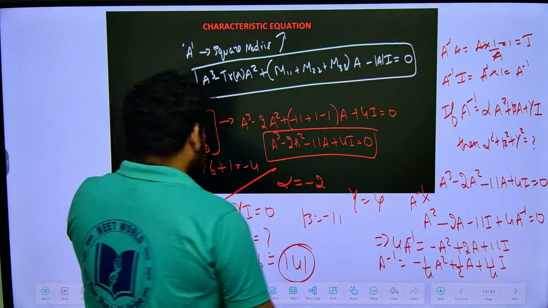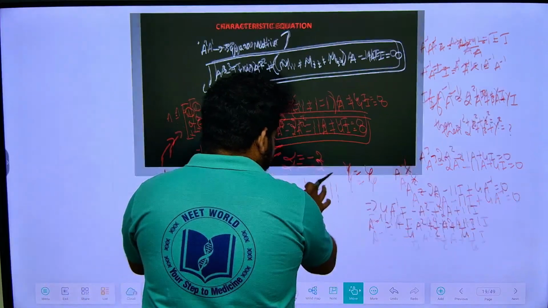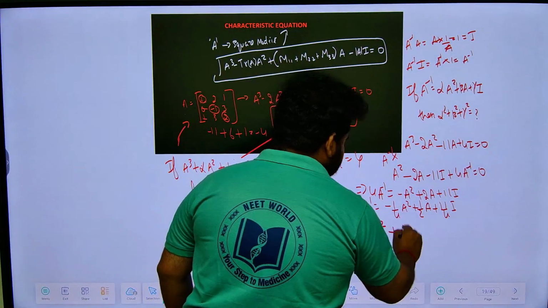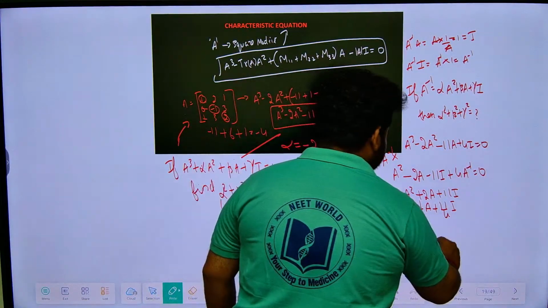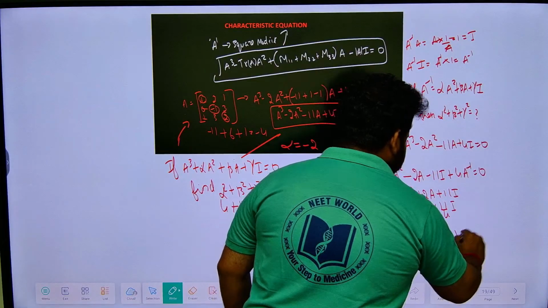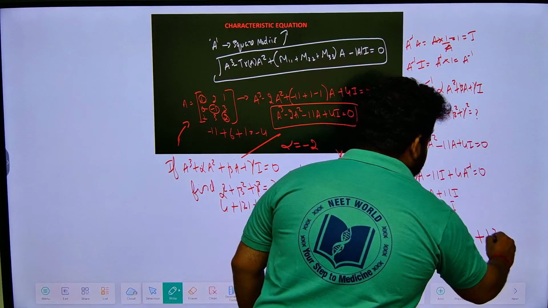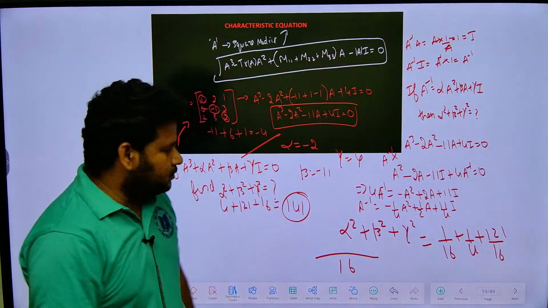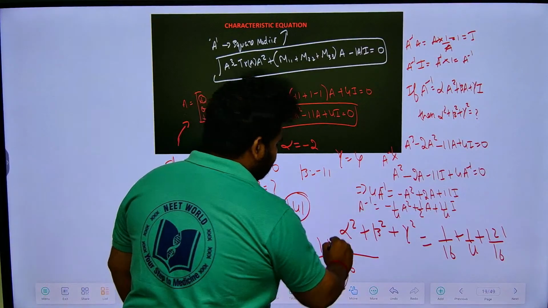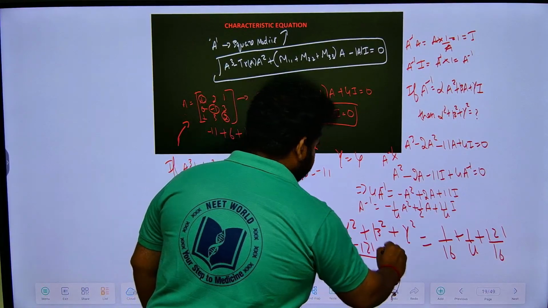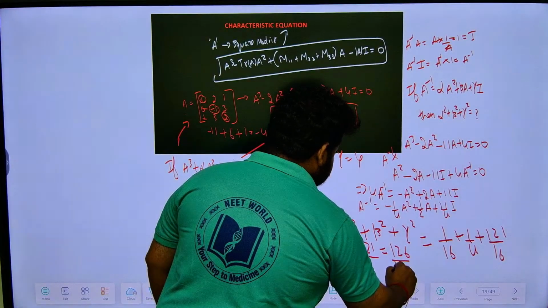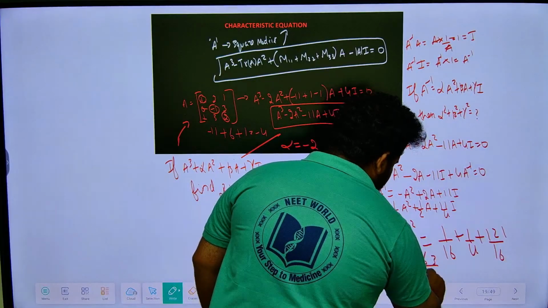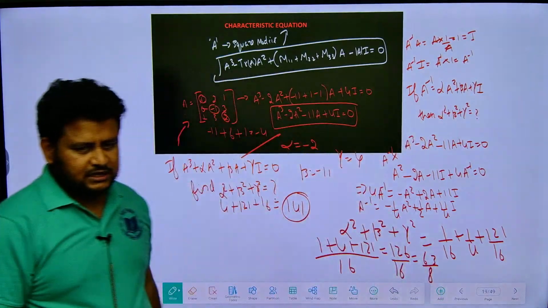So alpha square plus beta square plus gamma square, what should we do? Alpha square is minus 1 by 4 whole square, that is 1 by 16, plus 1 by 4, plus 121 by 16. The LCM will be 16, so 1 plus 4 plus 121 is 126 by 16. Further can we do? Yes, 63 by 8, that is all. Any answer, that is okay.